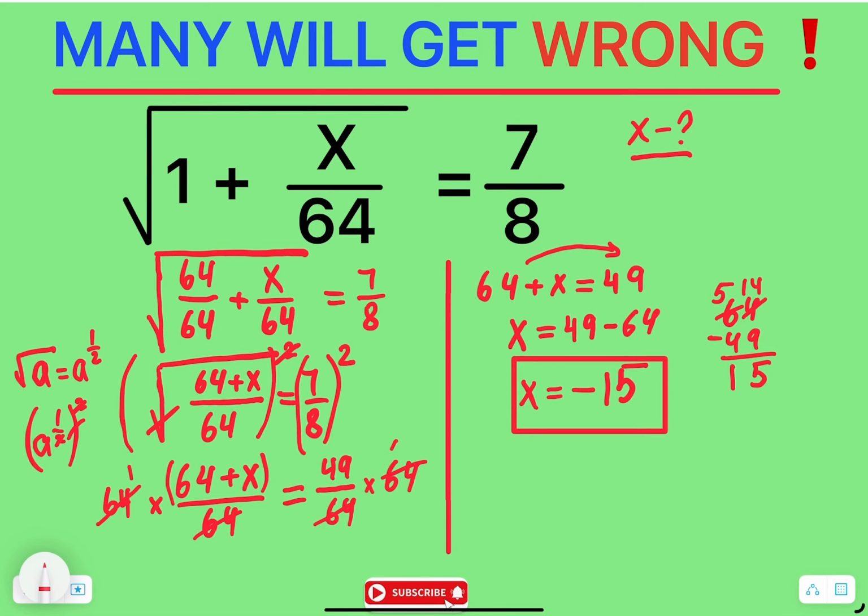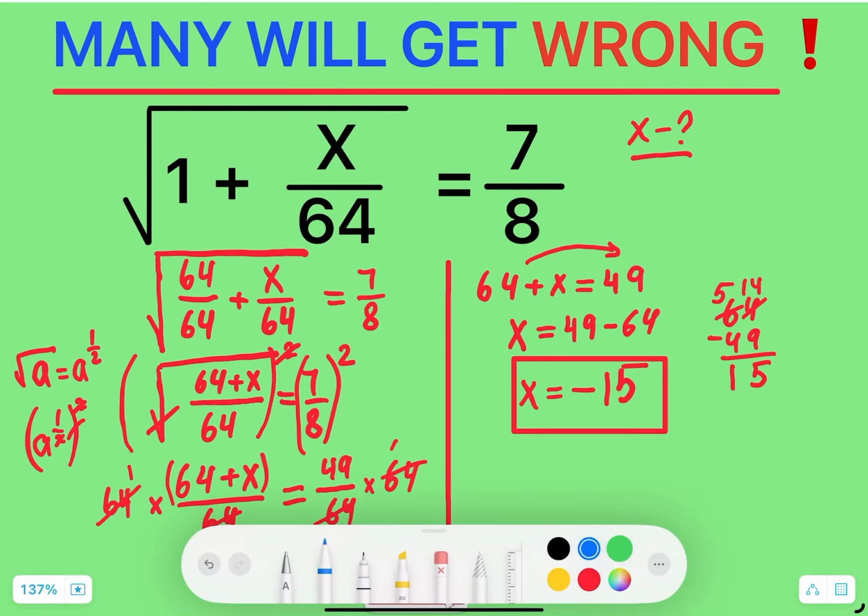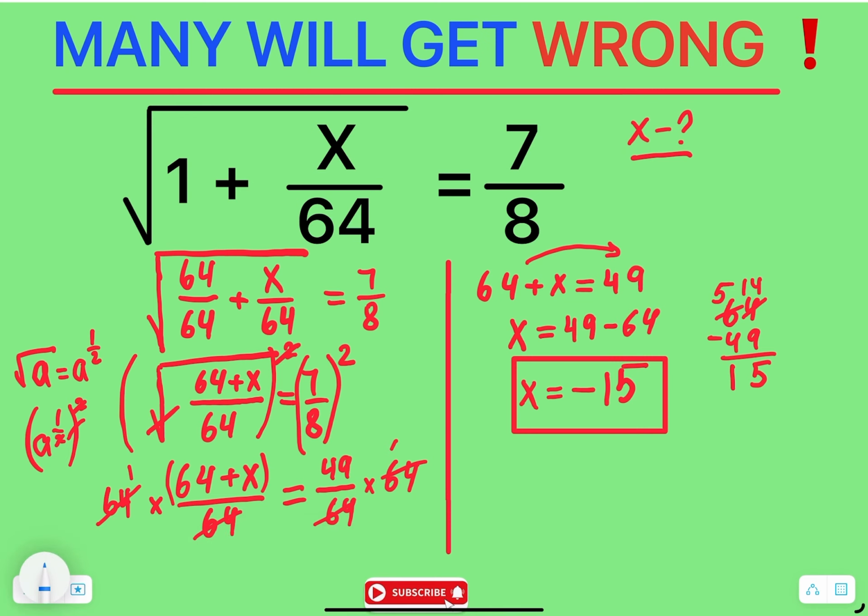We can also check if we did it correctly. Let's check together. We have under the square root, we can put this part, 64 plus 15 over 64 plus we have negative 15 equals to 7 over 8, right?